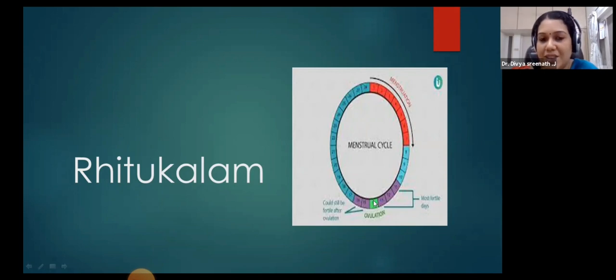So the ovum has a lifespan of 24 hours only, and sperm has a lifespan of about 72 hours. So if copulation, or sexual contact, occurs in this time, even around the 12th day, there is a maximum chance of getting pregnant. So this period is considered to be a fertile window. After that, if pregnancy does not happen, the ovum may degenerate, and this period is considered to be a non-fertile period or a safe period.